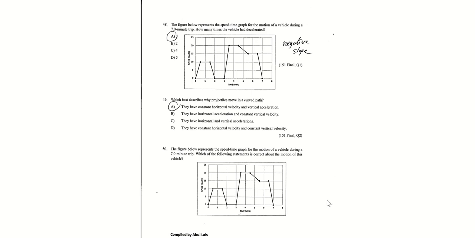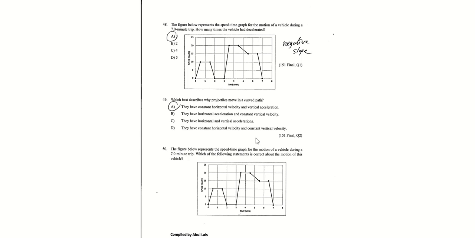Now we move on to 48, and it says that the figure below represents the speed time graph for the motion of the vehicle during a 7 minute trip. How many times had the vehicle decelerated? The word decelerated means that it slows down. So acceleration means speeding up, deceleration means to slow down. And this will happen when you have a negative slope. So I have 1, 2, 3 negative slopes, right? And then the answer should be A, because A is 3.